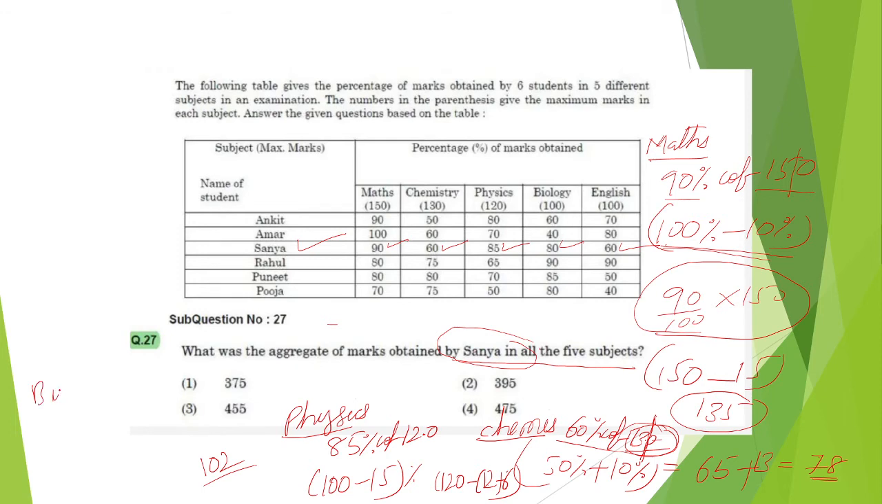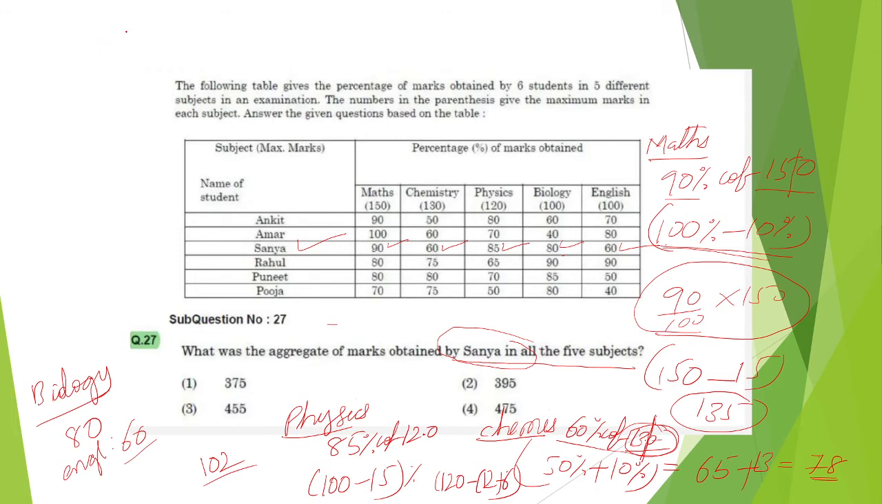Then biology. How much marks in biology? Sanya 80 percentage. 80 percentage of 100 means 80. Next, Sanya got 60 percentage of marks in English. 60 percentage of 100 means 60. English 60.